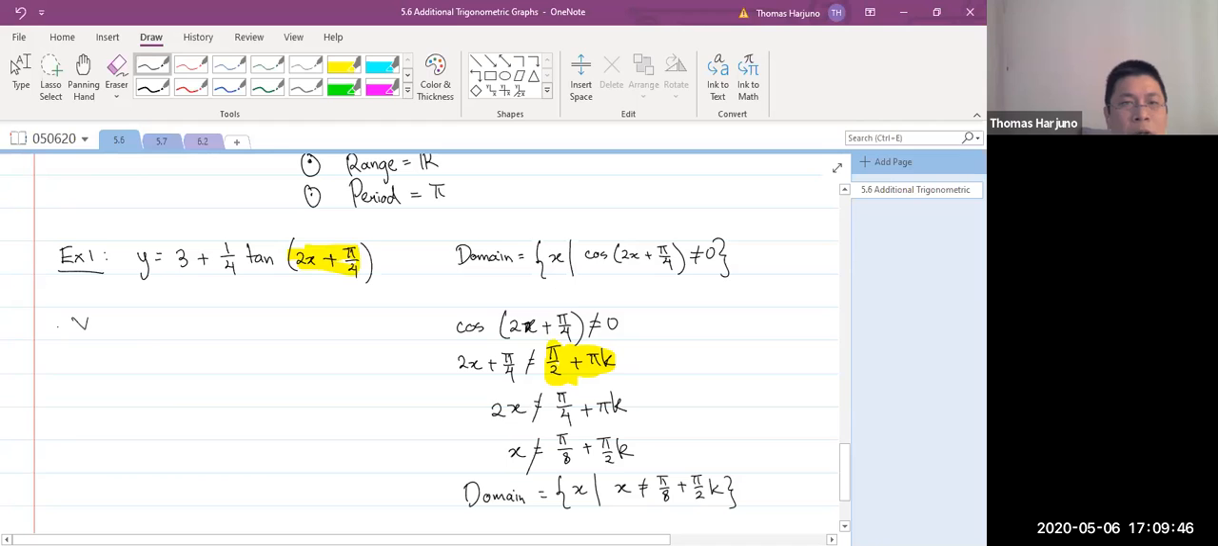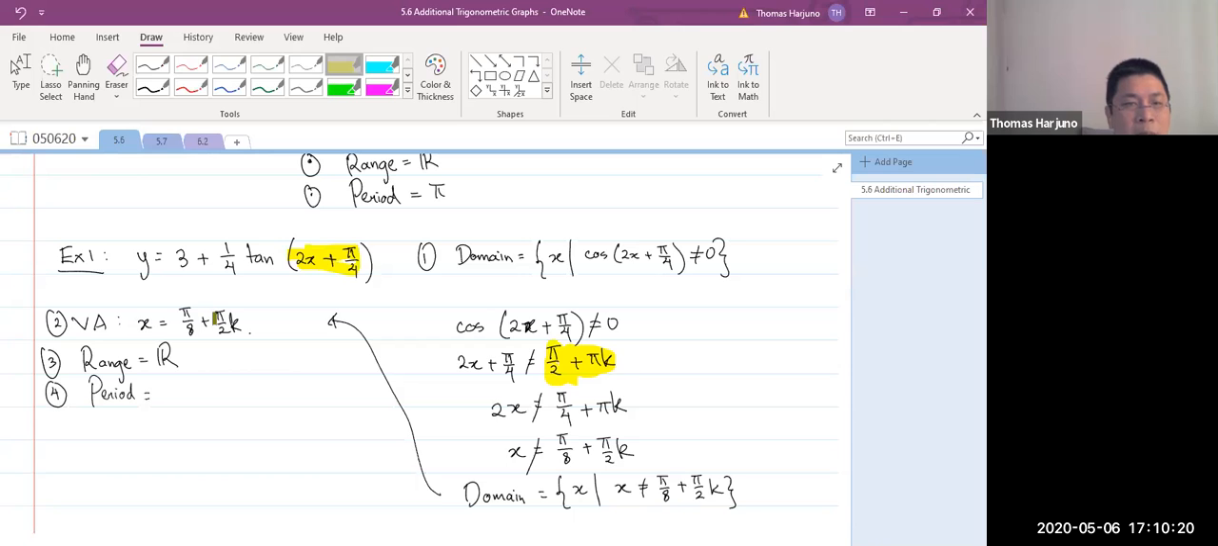Let me just continue here, so you do this first and then continue doing it here, just to save some space. The vertical asymptotes, I can answer right away, are the vertical lines x equals pi over 8 plus pi over 2 k. How about the range? The range, as always, is all real numbers. How about the period? The period, as you can see here, is pi over 2.